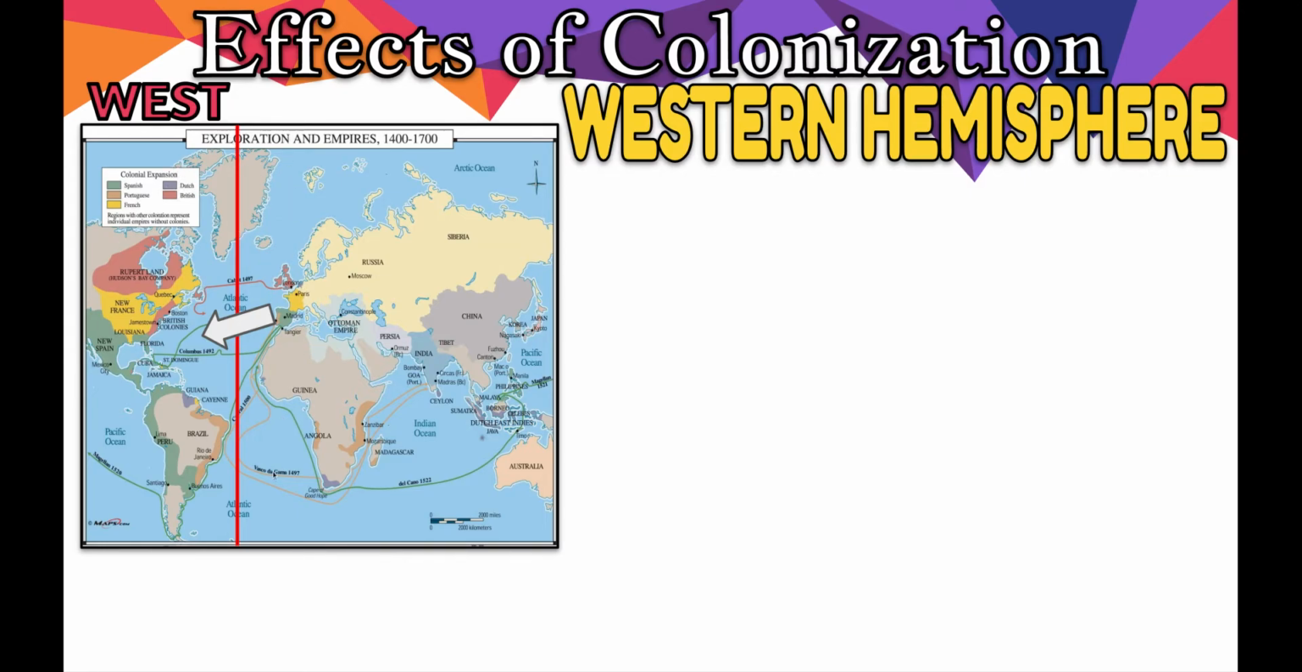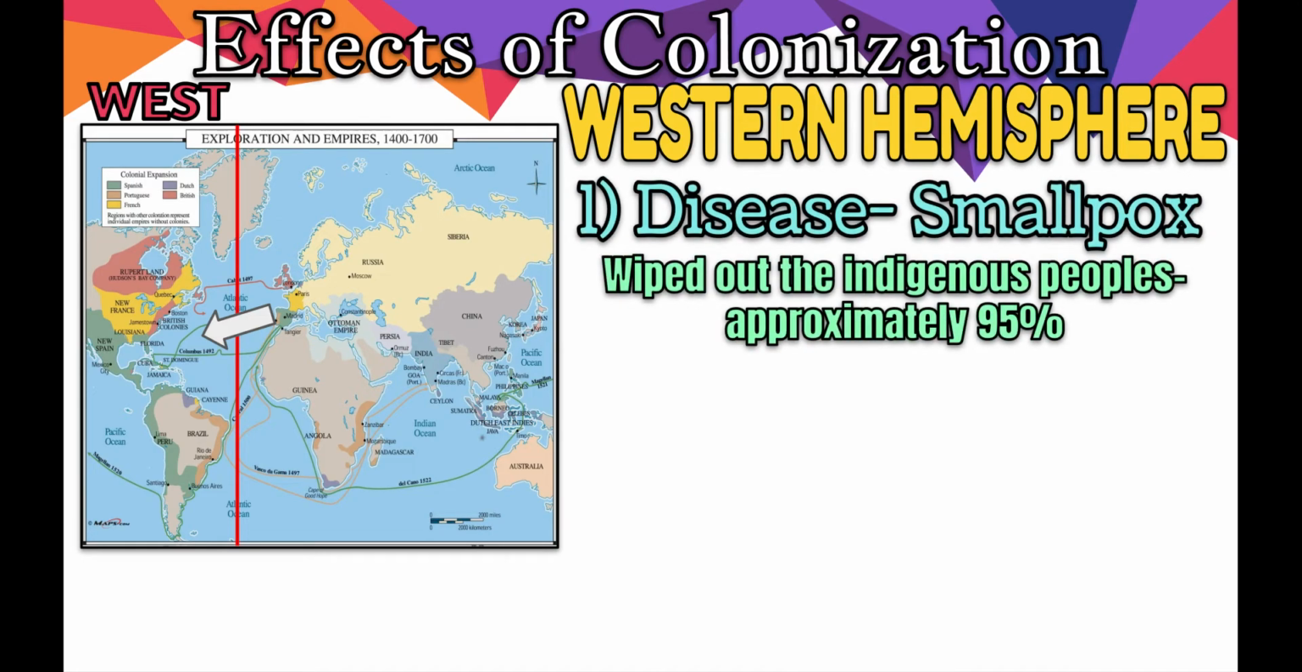Think about the prime meridian being right about through here. Look over here. This is the Western Hemisphere. So we're going from here to here. Okay, so one of the first effects of colonization, this is really important for APUSH, is the spread of disease.